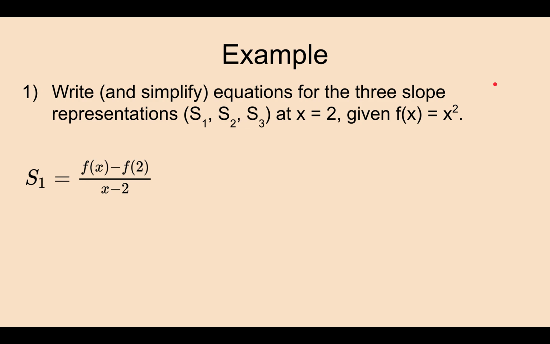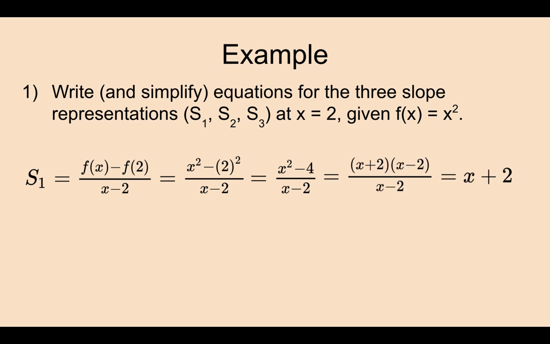Change in y over change in x. So f of x minus f of 2 all over x minus 2. And I know what f of x is. It's x squared. So I can do my substitution. So f of x is x squared, so f of x turns into x squared. f of 2 is 2 squared because I substitute in 2, and I get this. And now I can simplify. So I get x squared minus 4, then x squared minus 4 becomes x plus 2 times x minus 2, and then they divide out. So the first slope equation, right, is x plus 2.